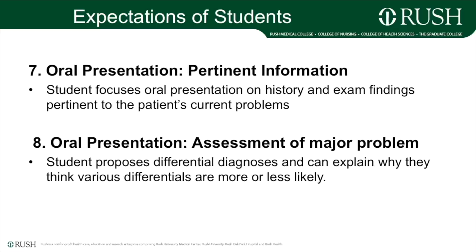Number 7 is regarding the use of pertinent information. You want to focus your oral presentation on history and physical exam findings that are pertinent to the patient's chief complaint. Number 8, the oral presentation should provide an assessment of the patient's chief complaint. The students will propose a differential diagnosis and explain why they think the various differentials are more or less likely.